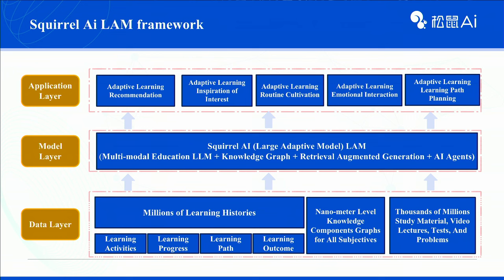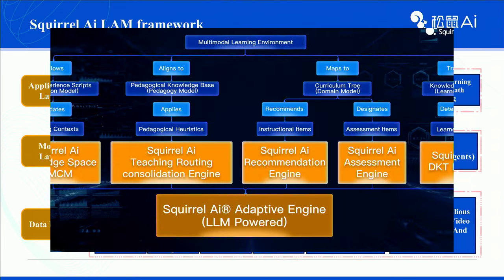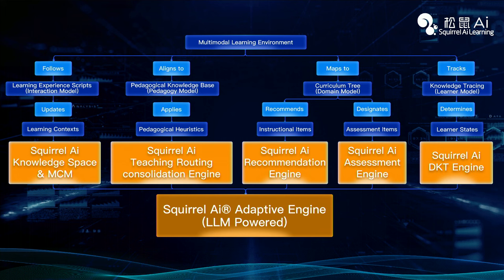So the first layer is our adaptive learning layer. That's the one we've been developing for more than 9 years. So we can do adaptive learning recommendation, and the system can provide personalized learning paths for each different student. And also the emotional communication between the system and the student. So this is the agents. Different agents have different functions.